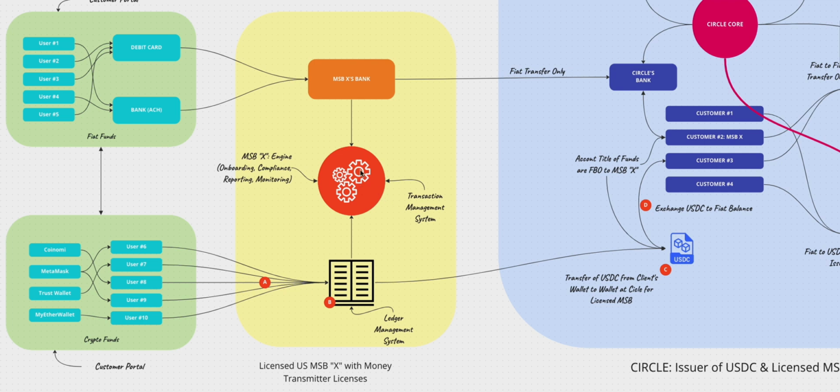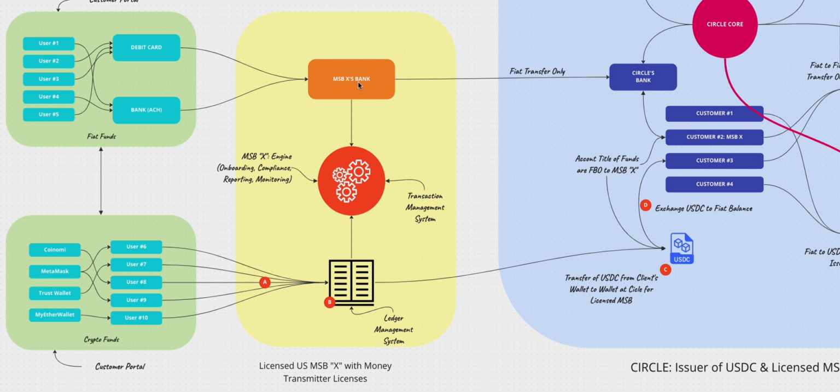And this is the interesting part. This is the money services bit. This was the front-facing part, but it has to be managed by some licensed entity. Let's say we have a money services business X, and they have an MSB bank account. When the funds are processed from debit card or bank, they come over here. This is their transaction management system, or transaction management engine. It has onboarding, compliance, reporting, and monitoring. And as I said, there are two aspects to it: the fiat aspect, shown here, and the crypto aspect, shown here.